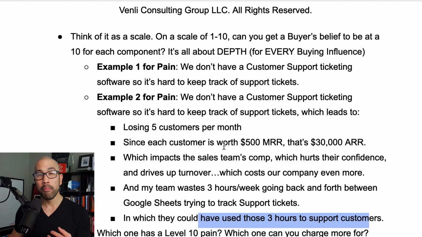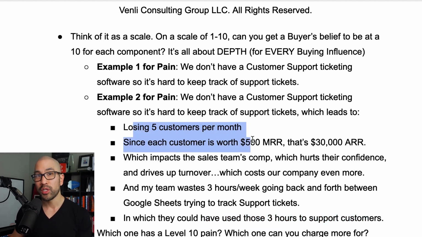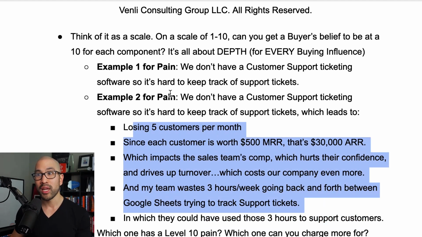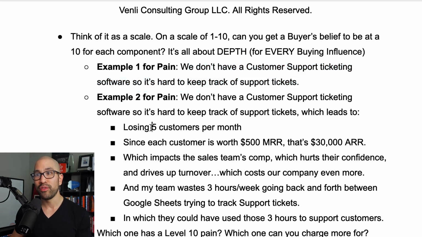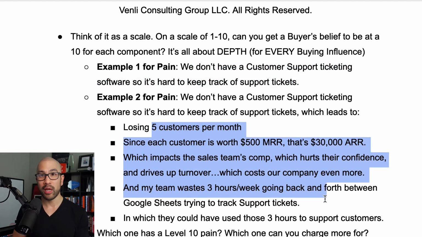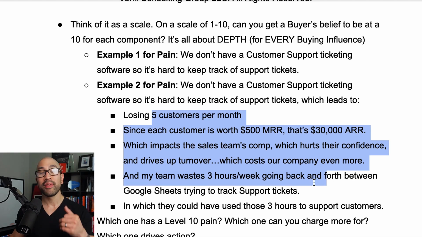Now think about this. Most prospects are not just going to tell you this example or to this depth. They might tell you the first level, but they won't get to this level of depth. And that's where you as a professional are getting yourself to. This is a level 10 pain right here, because ultimately, that's the one that's going to take action. That's when you can charge more. That's the one that's actually going to say, yes, I have a problem.